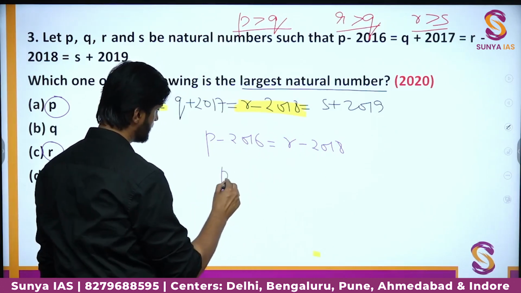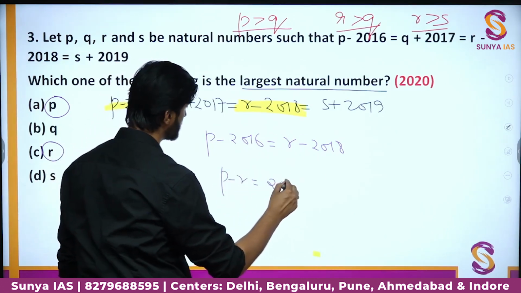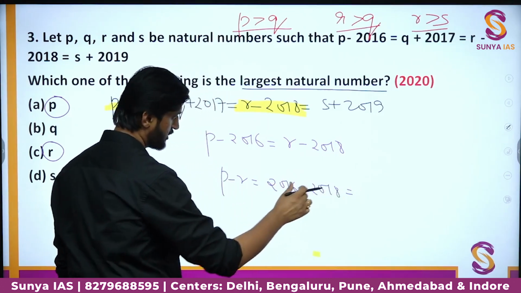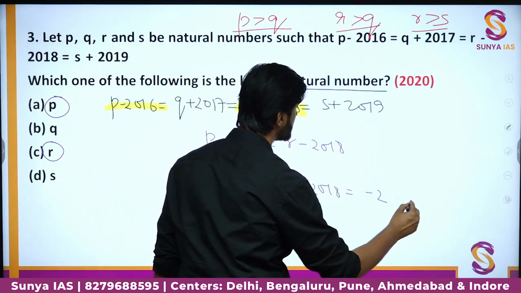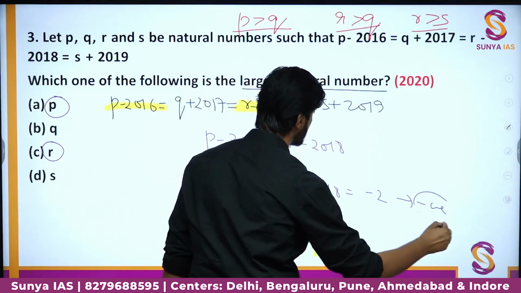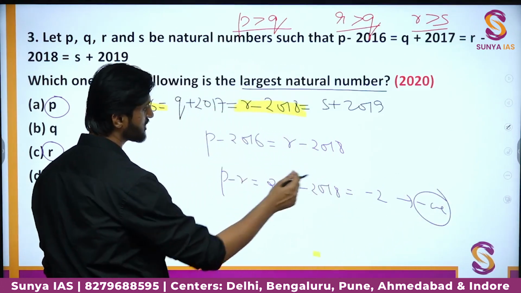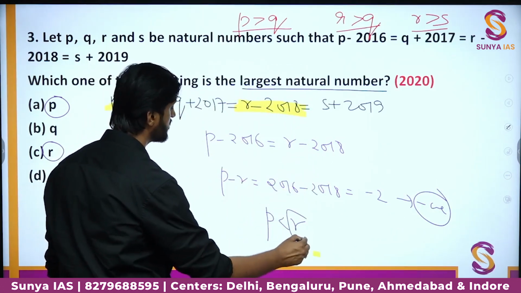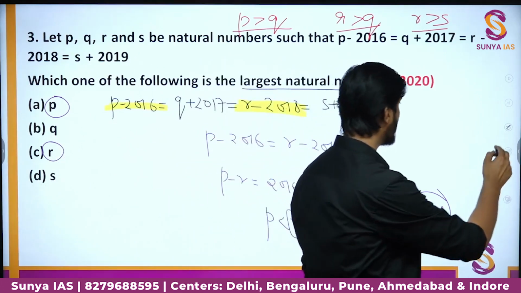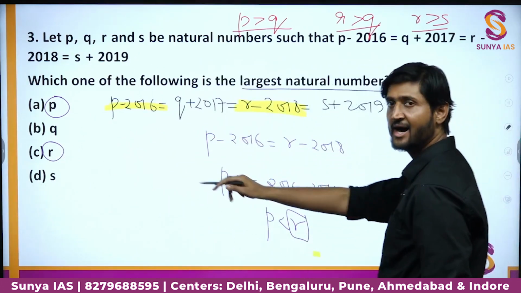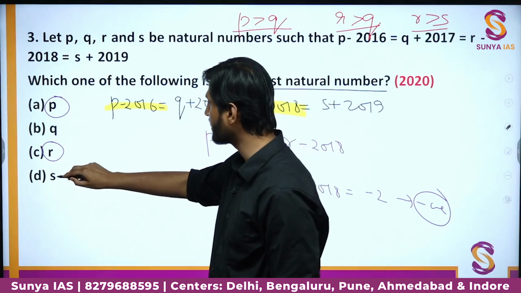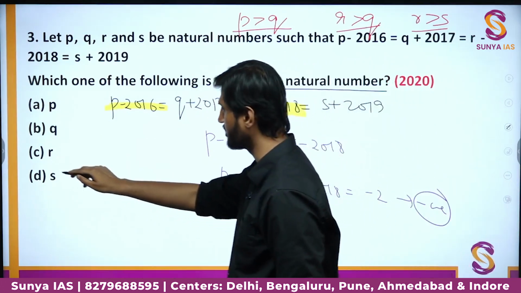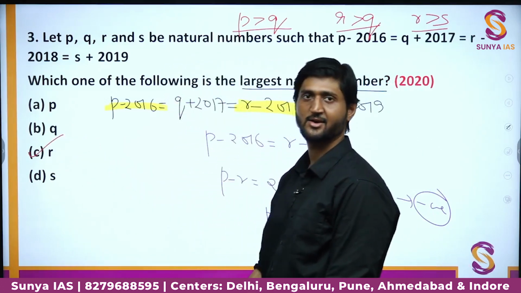We get P minus R is equal to 2016 minus 2018, and when you actually solve the value, you get minus 2, which means it is a negative value, and therefore, since P minus R is negative, P is actually less than R. The one who reaches the finals is R, and it is the largest number among all the digits. Okay. So, it is option number C, R, as the correct option, right.